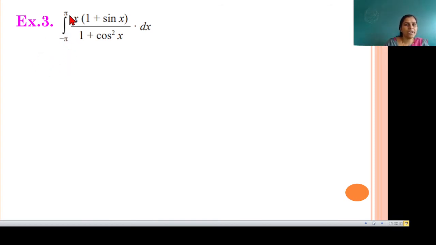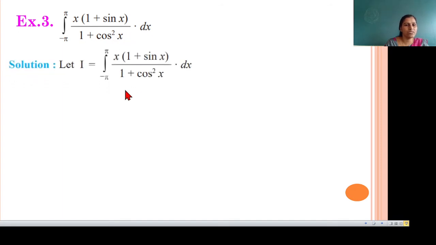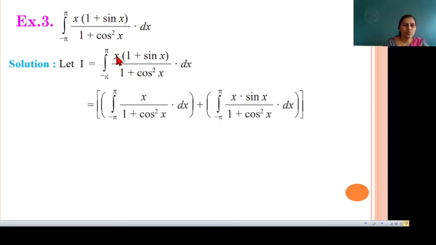Example is integral from minus pi to pi x into bracket 1 plus sin x divided by 1 plus cos square x into dx. So consider this value as I. So let I is equal to this term. Then we split this term into two terms by taking separate fractions: x divided by 1 plus cos square x as the first term, and sin x divided by 1 plus cos square x as the second term, and apply the integral to both, we get this step.